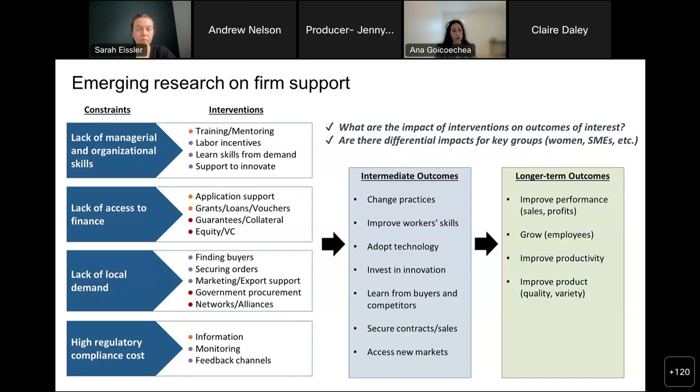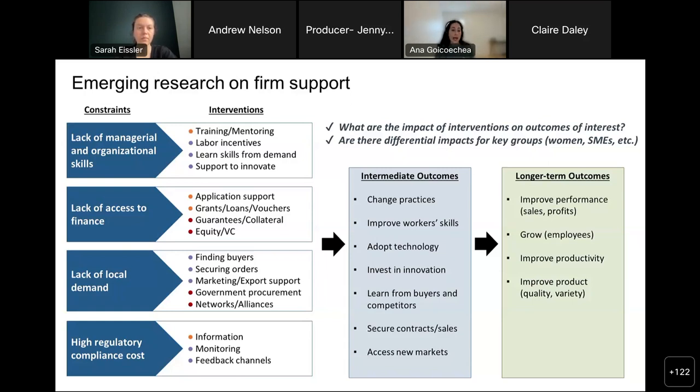So based on these constraints, we went ahead and identified in our portfolio what are the interventions, the tools or the solutions that can address those constraints. And we have all this list of options. Now, if we have problems with capabilities or managerial skills, you have programs that offer training, labor incentives, or you have consulting that Sarah just mentioned, support to innovation, etc.